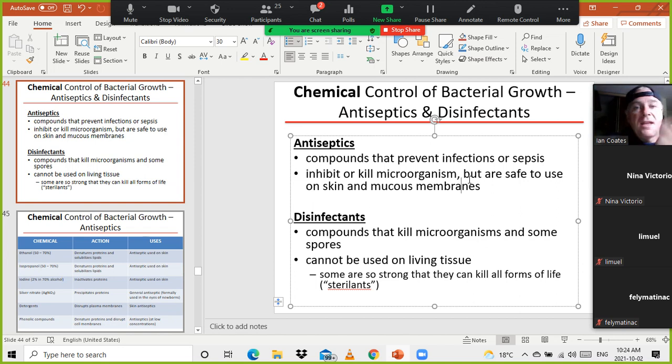Disinfectants are not. So that's the difference between an antiseptic and a disinfectant. Antiseptics are not as strong as disinfectants. Disinfectants are compounds that can kill bugs and even some of their spores, but you don't use them on living tissue.